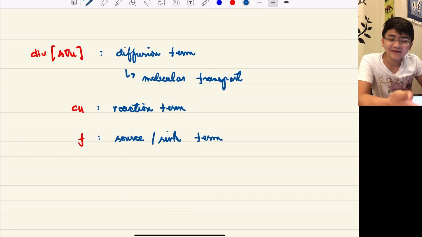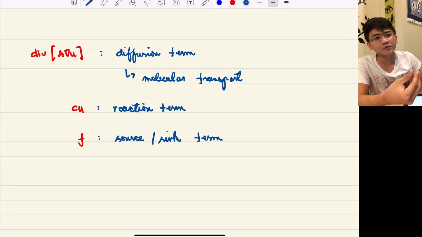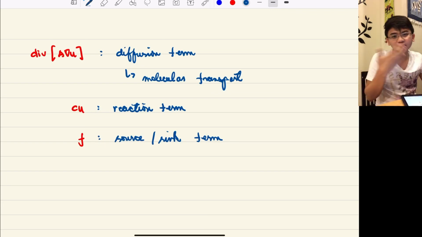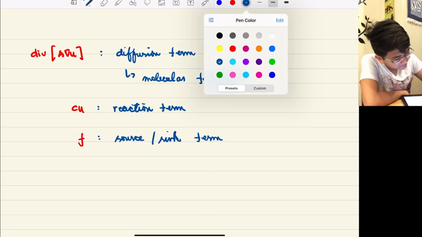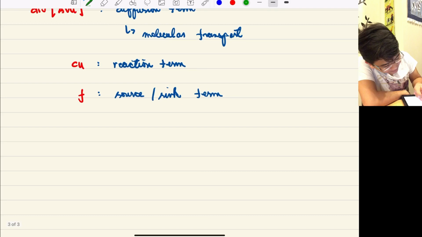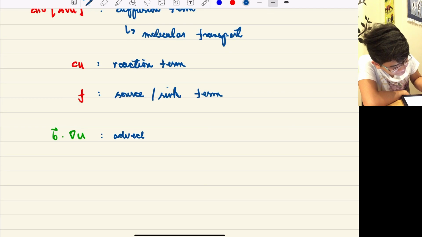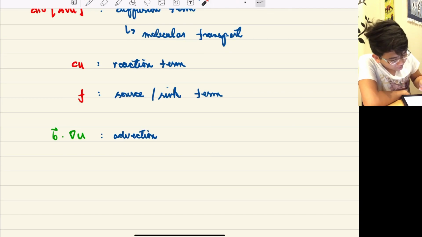Of course, it's not always going to be this case. At least for this first set of videos, we're not going to look into equations with first order terms, meaning first derivatives of u. Those terms look something like, let's use green, some vector b dot grad u. So these are our advection terms, which describe the transport of something represented by u by some vector b.